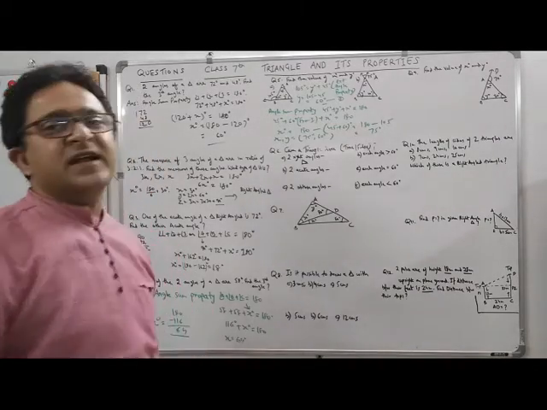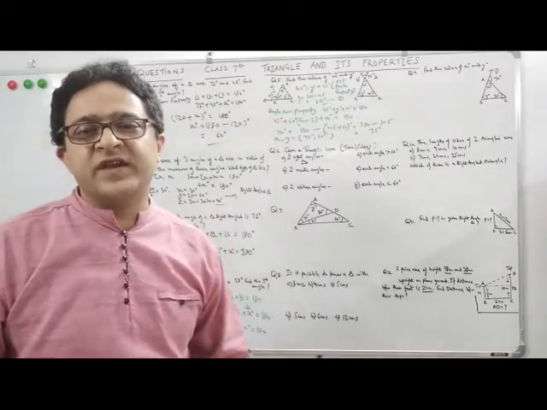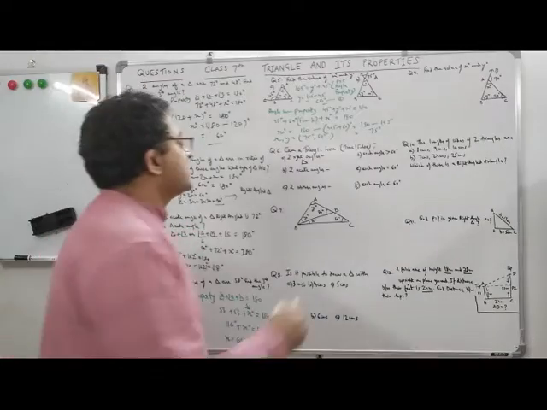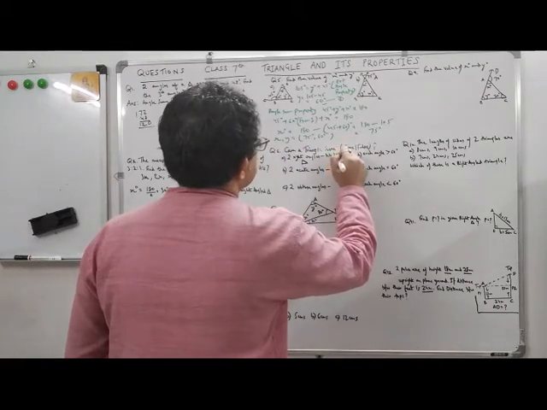What is a right angle? 90. 90 and 90 is 180, so it is not possible. What about the third angle? It cannot be above 180 as per the angle sum property. So this is no, false, whatever you feel best.